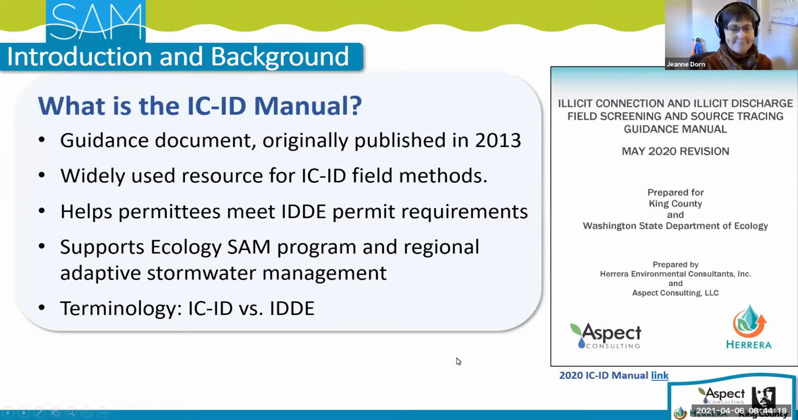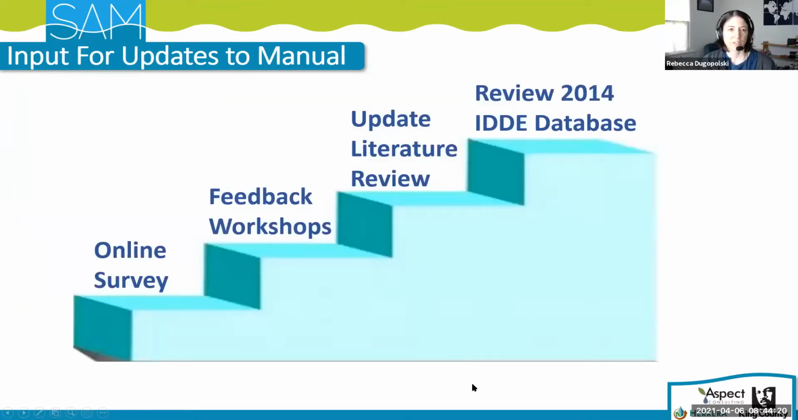Rebecca? Great, thanks, Jeanne. So this first slide just shows the stepped process that we took to update the manual in 2020. We started off with an online survey, a short 10-question SurveyMonkey survey. We heard back from 35 different jurisdictions, which included 5 Phase 1s and 30 Phase 2s. We then had 2 live feedback workshops back when we could do workshops in person, and that was back in 2019. We had 47 attendees representing 3 Phase 1s, 43 Phase 2s, and 1 consulting firm.